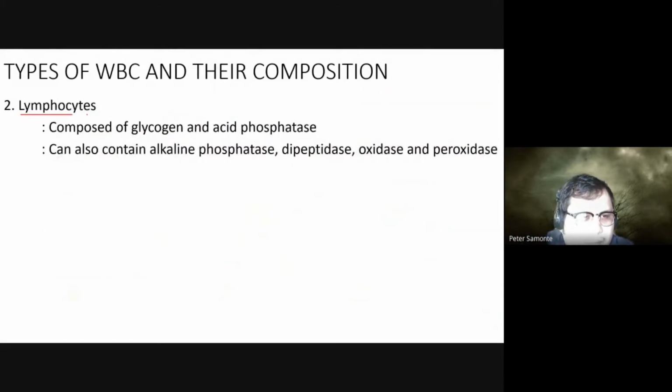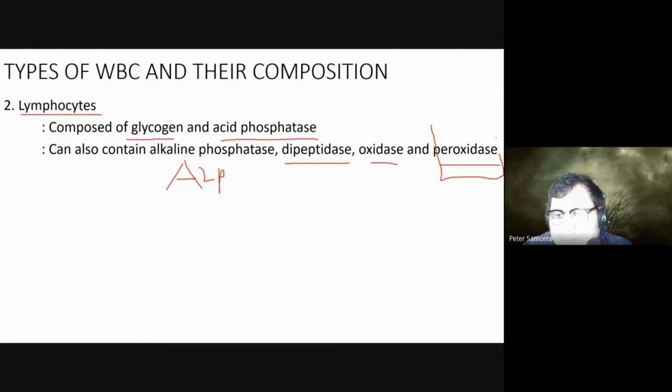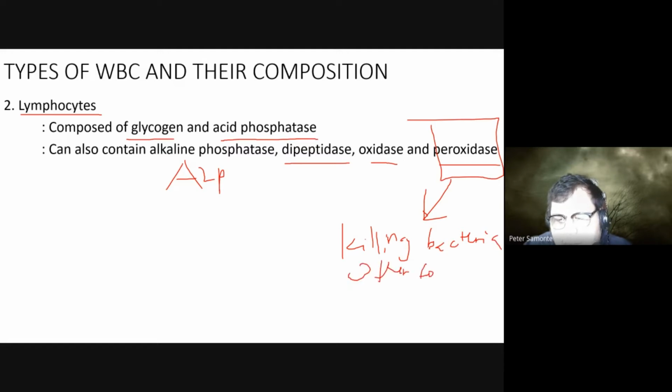Now, we also have your lymphocytes. Now, your lymphocytes are composed of glycogen and acid phosphatase. They would also contain alkaline phosphatase, also known as your ALP, dipeptidase, oxidase, and your peroxidase. Now, this peroxidase class is also responsible for killing bacteria and other foreign substances.